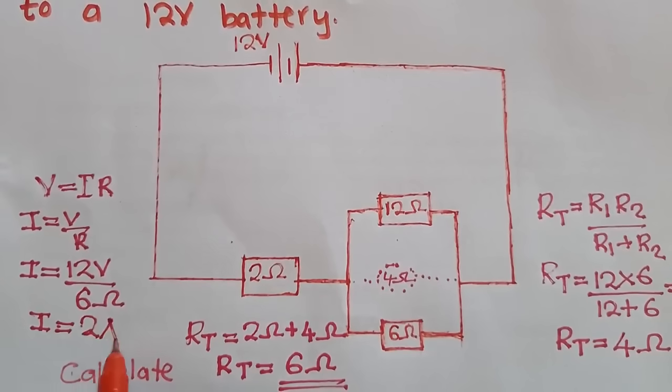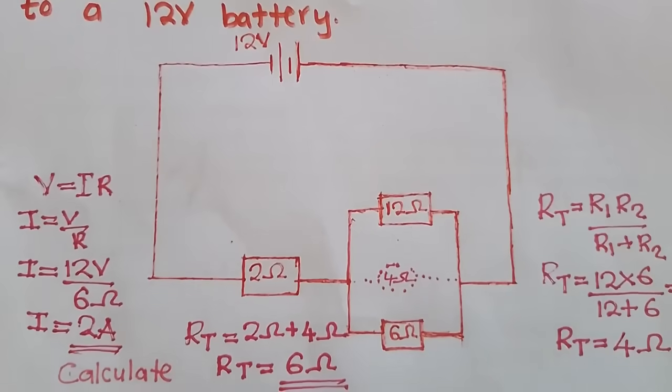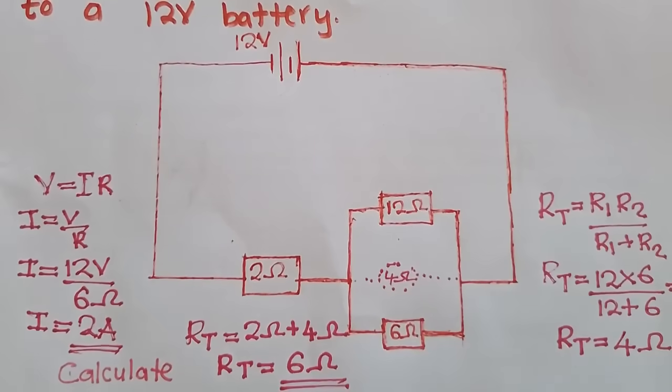The unit for current is amps. So this is the total current that is flowing in the battery. So the current that is flowing in the battery is what? It is 2 amps. That is the current which is flowing in the battery. This is what you need to know and understand. Let's make sure that we understand each and every point that I'm illustrating.